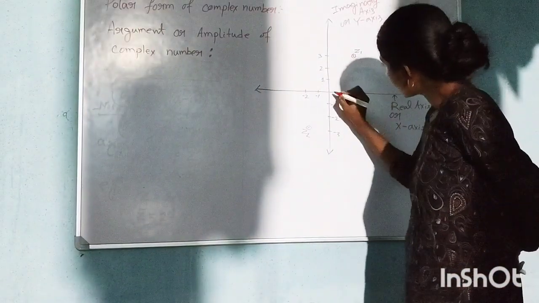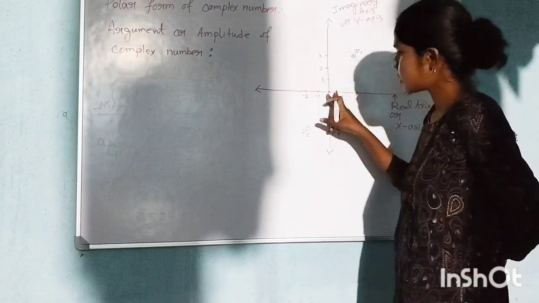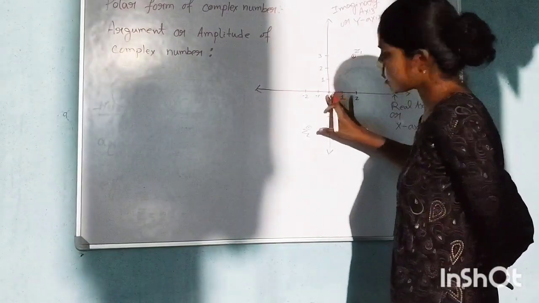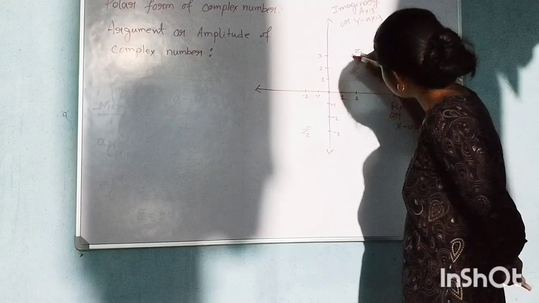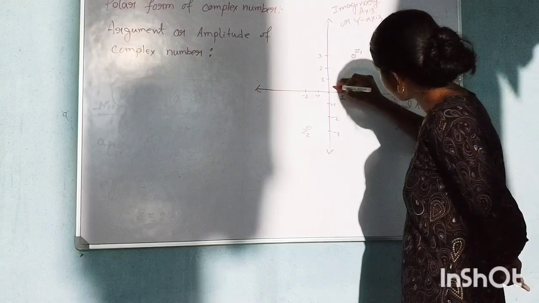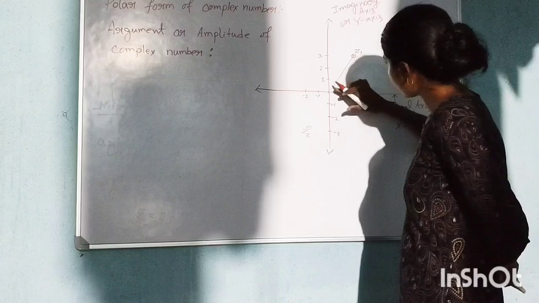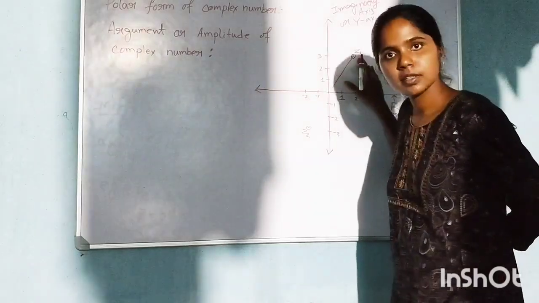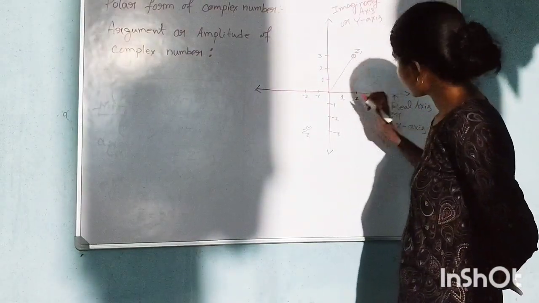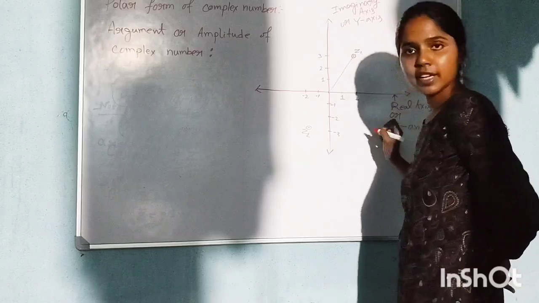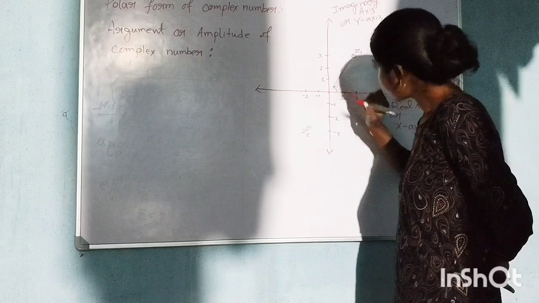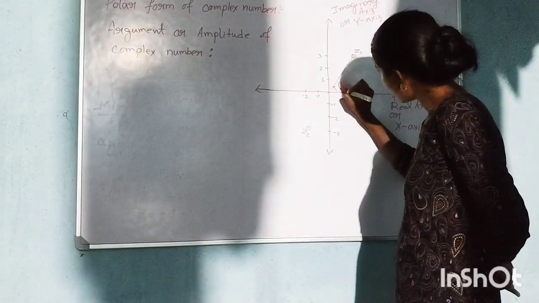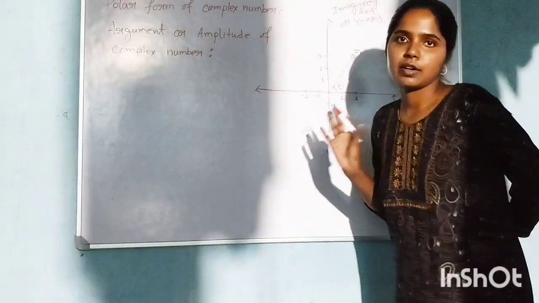You see, this is the point z1, and what is this point? This is origin in Cartesian plane. In Argand plane, this is also origin, 0, 0. So from origin to this point, draw a line. Joining these 2 points, we get a line segment. Now this line makes an angle with positive x-axis, only positive x-axis, and that is called theta. This theta is called argument.